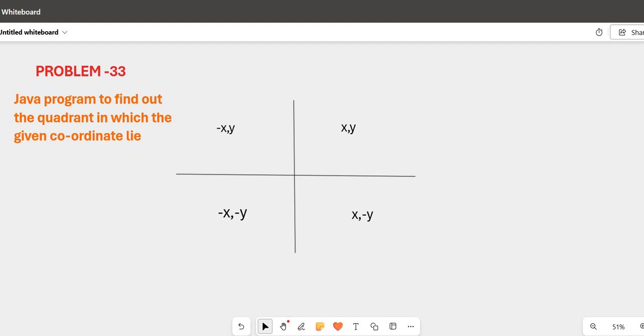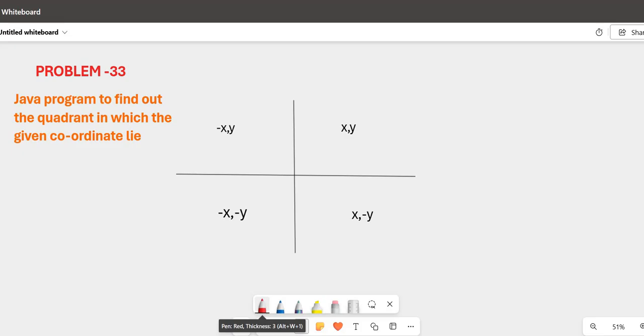So in our top 100 code series of Java programs, I'm back with another problem 33, where we have to find out the quadrant in which the given coordinate lies. This question gives us some coordinates and then we have to figure out in which quadrant those coordinates lie.